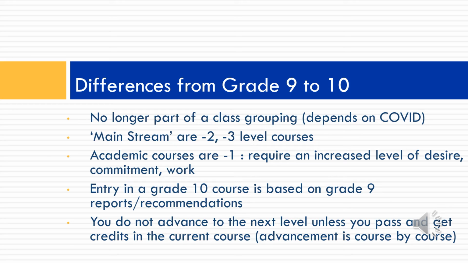And really, when you're choosing courses within the mainstream, you're looking at the -2, -3 courses, which will get you into college, into the trades, right to work, and different pathways even to university. Our academic stream at the -1 level is a pathway towards university entrance, and really taking a look at the -1 courses is asking yourself, what are your desires, commitments, and work towards academics, as that will require an increased level of those things to move forward within that stream.